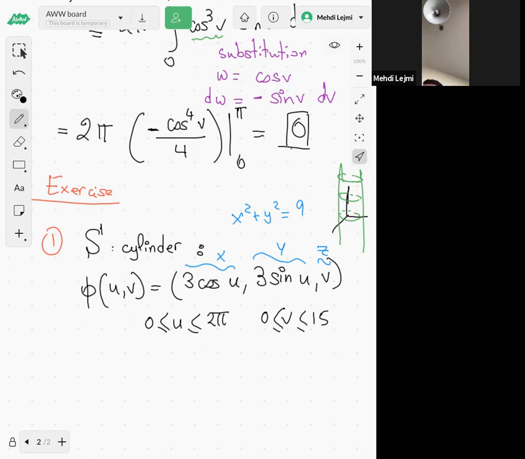All right, so the question, guys, is to evaluate the scalar surface integral of the function z along the surface S. Again, S is a portion of the cylinder along the z-axis between 0 and 15.